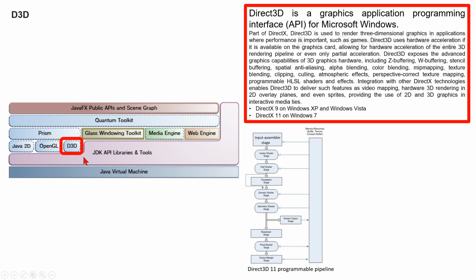Here you can see the Direct3D 11 programmable pipeline. The Direct3D 11 programmable pipeline is designed for generating graphics for real-time gaming applications. This diagram shows the data flow from input to output through each of the programmable stages.